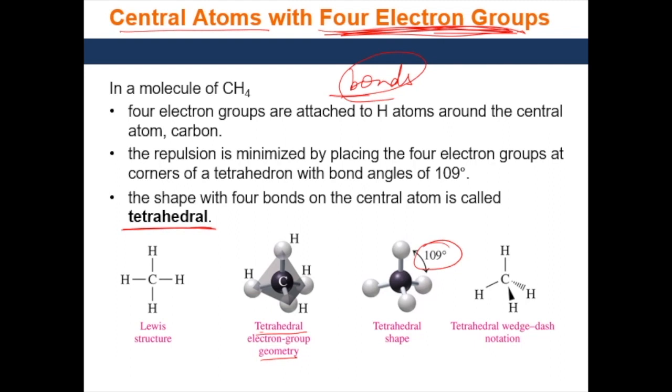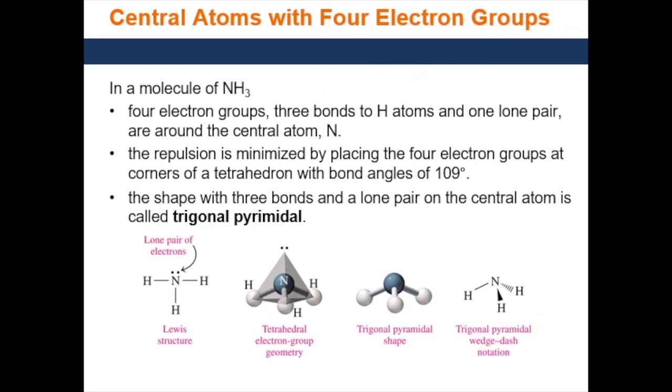Okay. What happens if there are 4 electron groups and one of them is a lone pair? For instance, ammonia, NH3. If you draw the structure, it would come out to be this. It has 1 bond, 2 bonds, 3 bonds, and a lone pair. So nitrogen, the central atom, has 4 electron groups with one of them being a lone pair. In this case, the shape would be called trigonal pyramidal. The bond angle would still be the same, 109, but the shape is no longer tetrahedral, it is trigonal pyramidal. As long as there's one lone pair, the structure would be different.